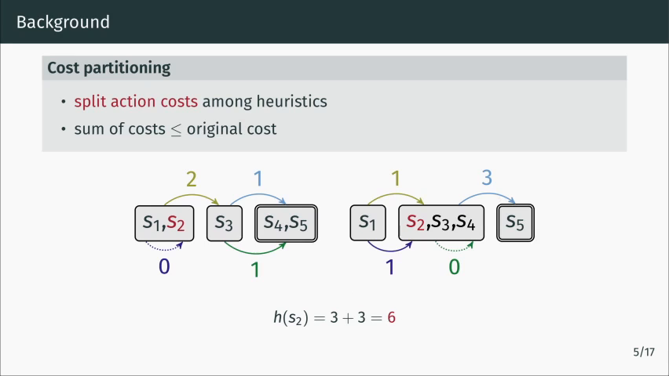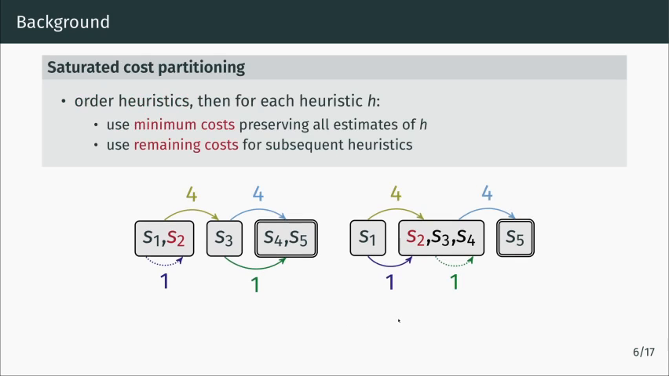But the question is, how do we obtain such a cost partitioning? One of the strongest methods for this is saturated cost partitioning. It works by ordering the heuristics, and then for each heuristic it uses only the minimum costs that preserve all estimates of this heuristic under the remaining cost function. Then we can use the remaining costs for subsequent heuristics.